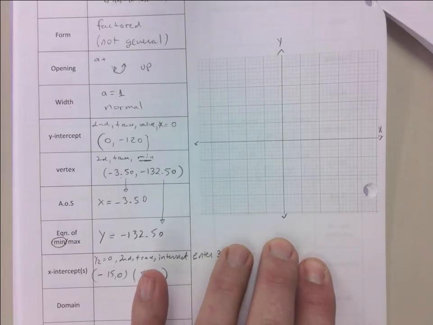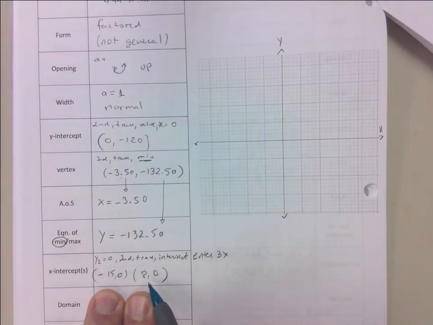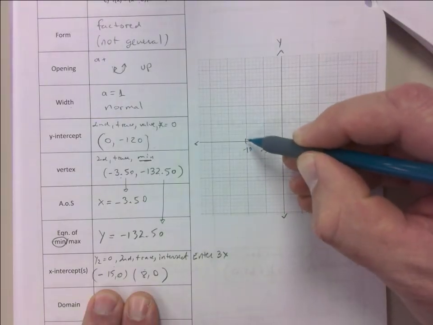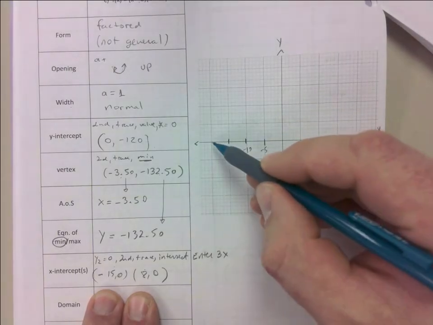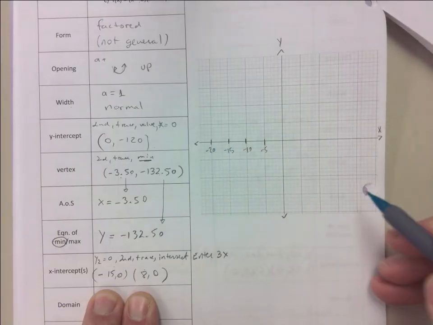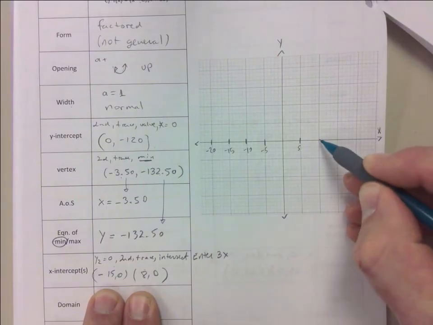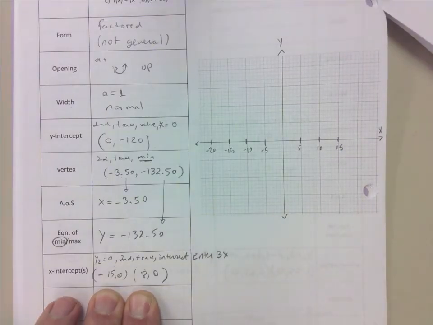Now you need a scale. Look at your x-intercepts first. You're going from negative 15 to 8. That's not too bad, is it? So I'm just going to say this is negative 5, negative 10, negative 15. I'm going to go negative 20. So I'm going by 5s, and I will go 5 this way as well. 5, 10, 15, good enough. So every box is worth 1. It'll be very easy to graph because of that.